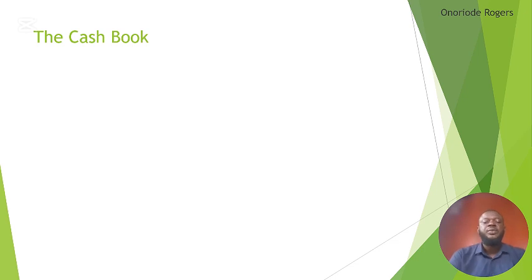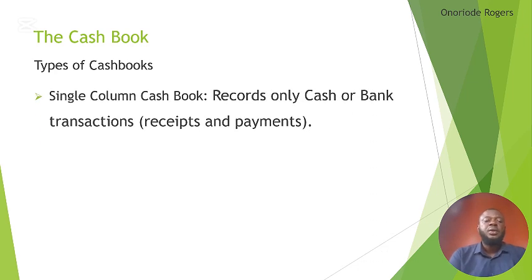So we have different types of cash book. The first we have is the single column cash book. This single column cash book records only cash or bank transaction receipts and payments. It has only one column for either cash or bank. It doesn't have both cash and bank. It's either cash or bank. Maybe for instance, a company just started and doesn't have a bank account. It only spends cash. It doesn't have a bank account.